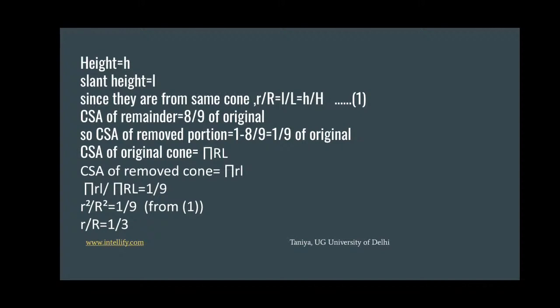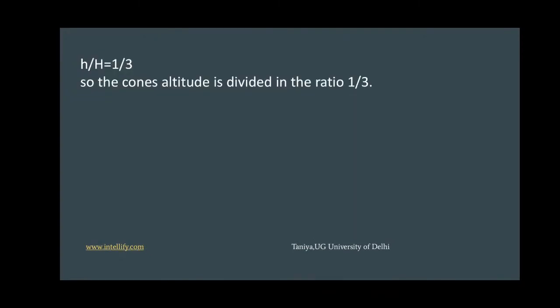We will put l/L = r/R from equation one. So we get r²/R² = 1/9, and we get r/R = 1/3. As r/R is also equal to h/H, we get the ratio of the heights of the cones as 1 upon 3.